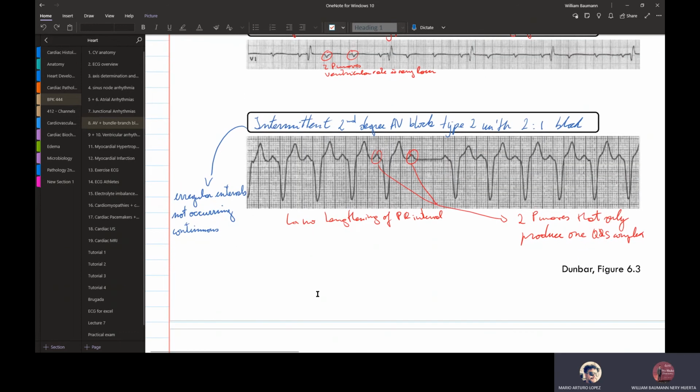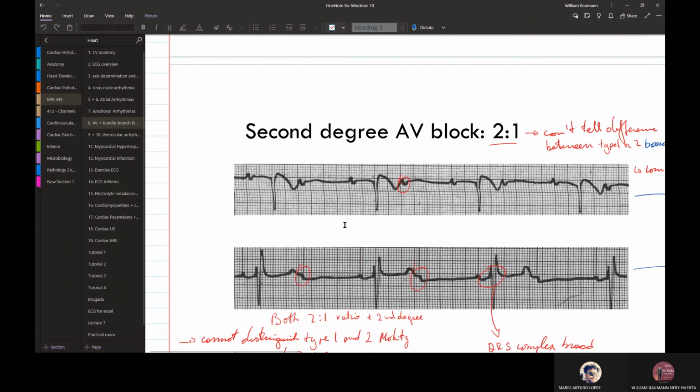Does that make sense? And because it does not happen every single time, it's irregular. I think you circled those 2 P waves wrong, though, right? I mean, you should have circled the second one and then the one after that. Yes, you're right, because those are the 2 ones, right? Yep. Good observation. This is still second degree.